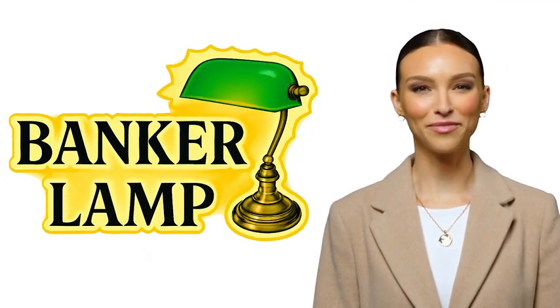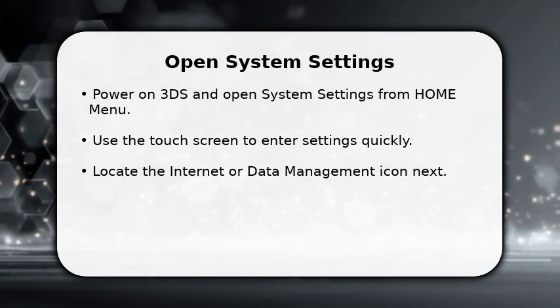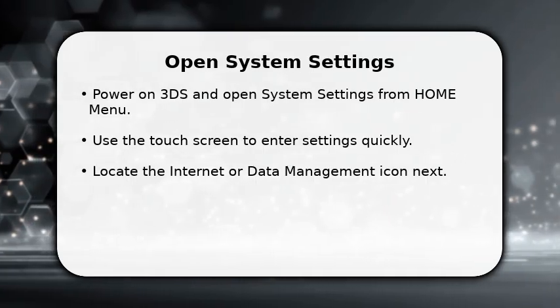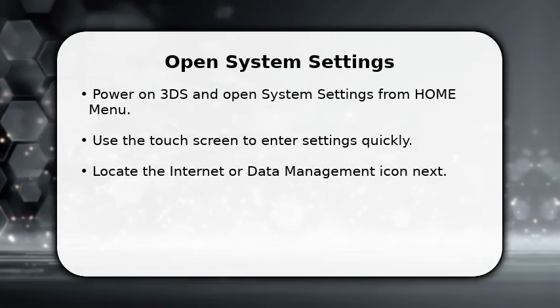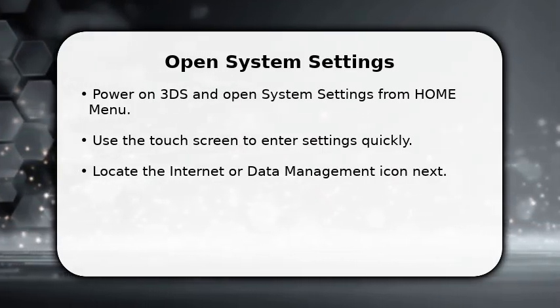Please enjoy the video. You start immediately. Power on your 3DS and tap System Settings from the home menu. Once inside, move to the Internet or Data Management section. This is where SpotPass lives.